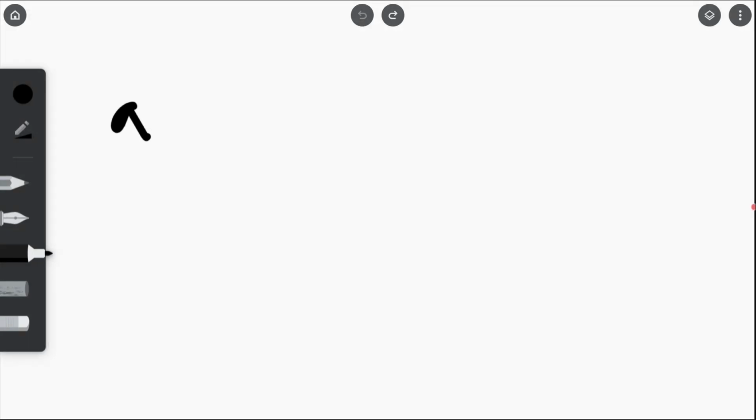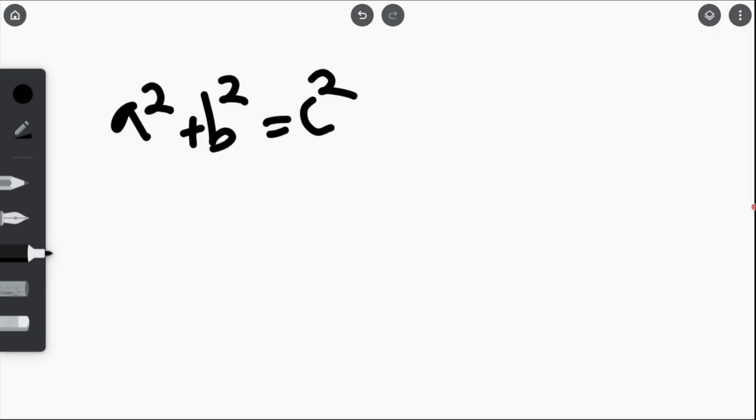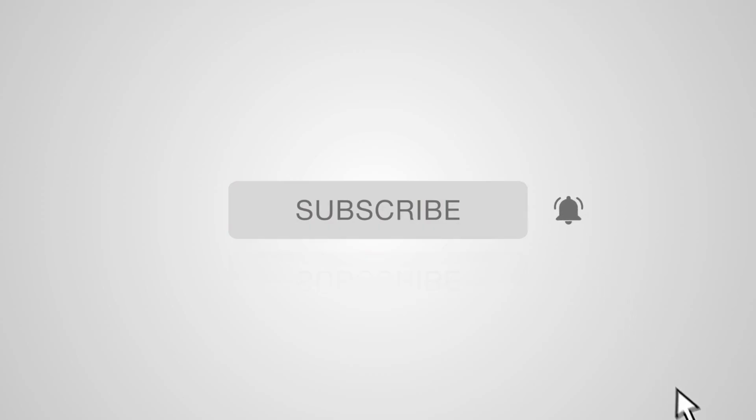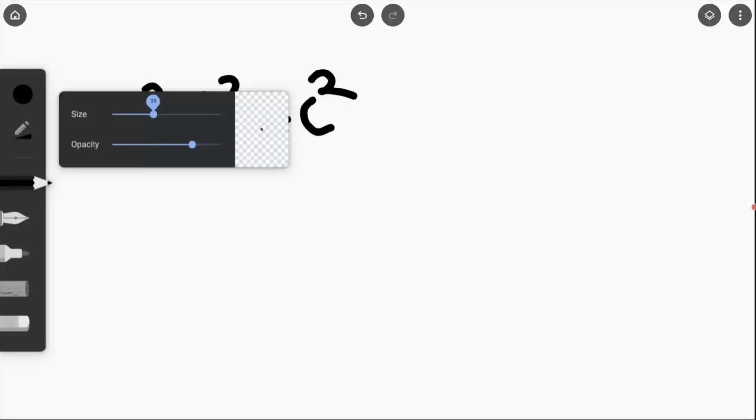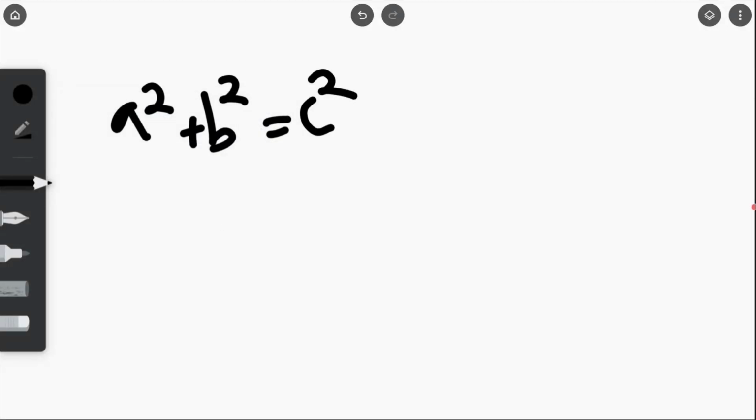Here, I'm going to write it out. A squared plus b squared equals c squared. Oh, wait, that might be a little too light, so maybe I'll make it a little bit more like a pencil. Increase the size. Okay.